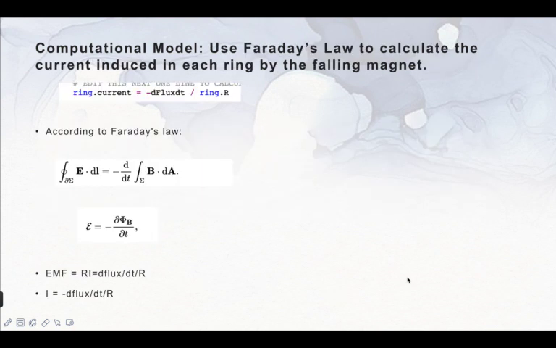And then I use Faraday's law to calculate the current induced in each ring by the falling magnet. According to Faraday's law, the EMF is equal to the negative rate of change of the flux. And we also know that EMF equals the resistance times the current, so that we can get our equation.